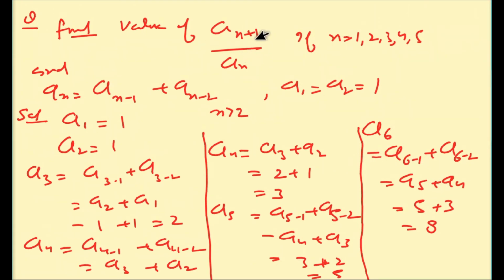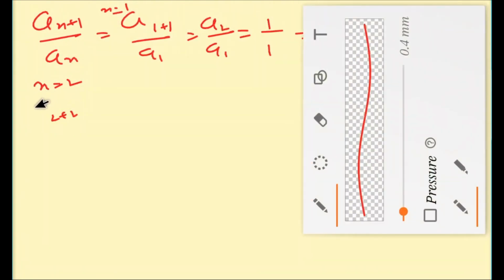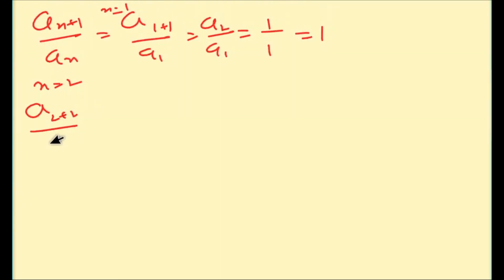And now we have to find this value. So a(n+1)/a(n) for n equal to 1: we can find here a2 upon a1, and a2 is 1 and a1 is 1, so it is 1. For n equal to 2, we have to find a3 upon a2.